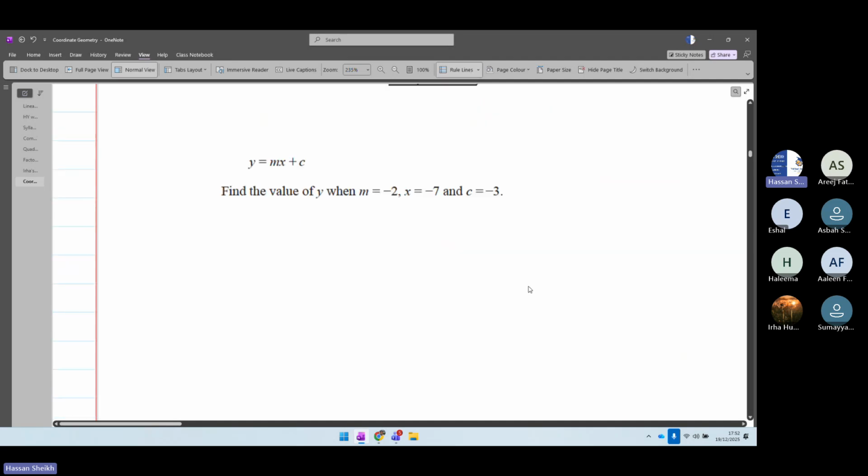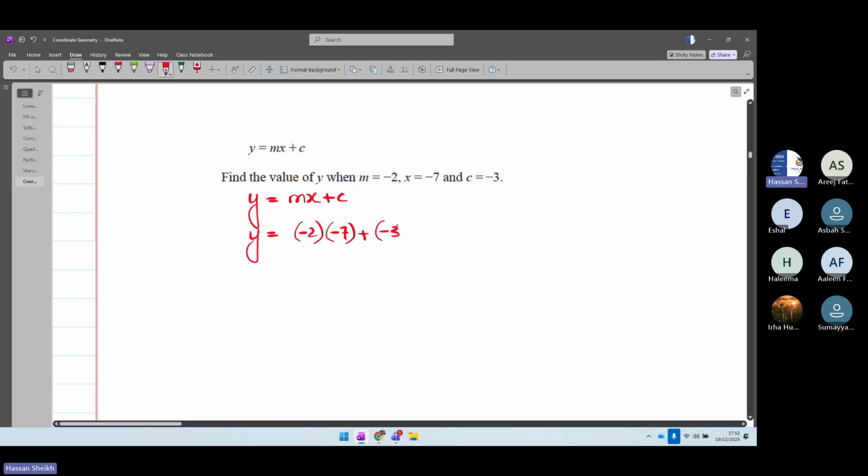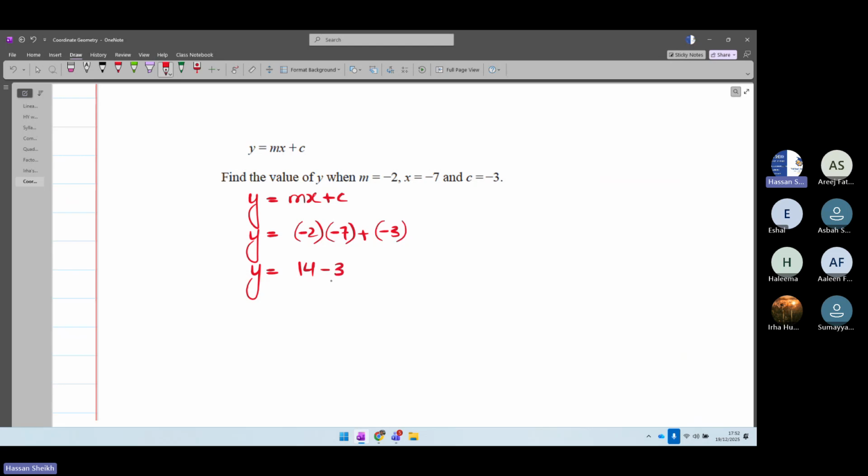Find the value of y. That's too simple, not a difficult one. So they just want us to find the value of y. So what is y? y is mx plus c. Let's substitute the value of m, that is minus 2, the value of x, that is minus 7, and the value of c, that is minus 3. So y equals minus 2 times minus 7, which is plus 14, plus minus 3. So 14 minus 3 is 11. Any doubt, students?